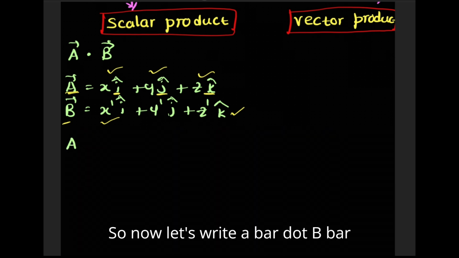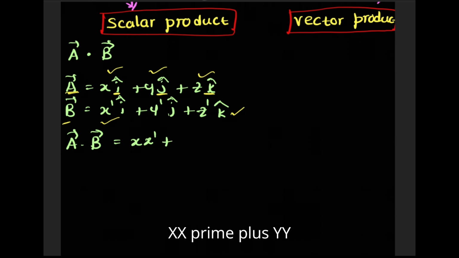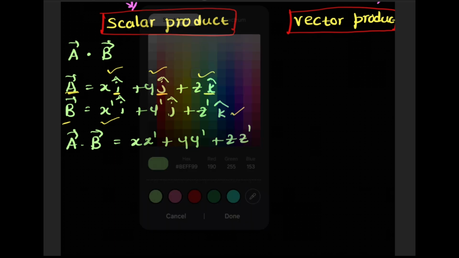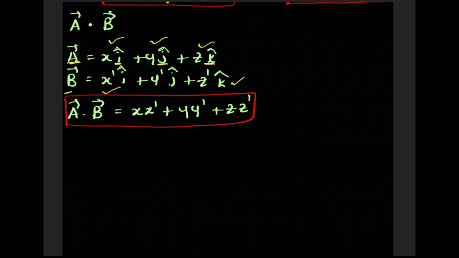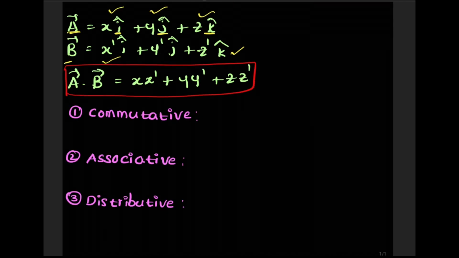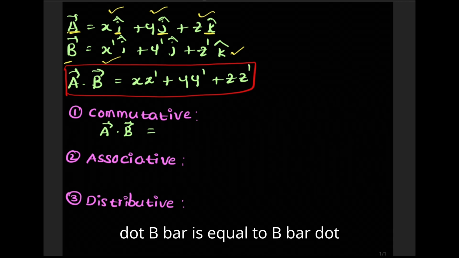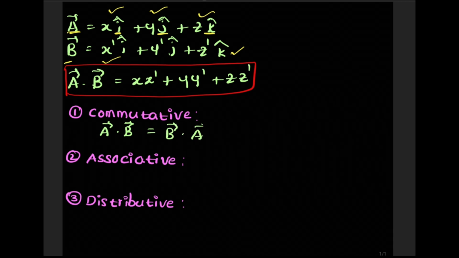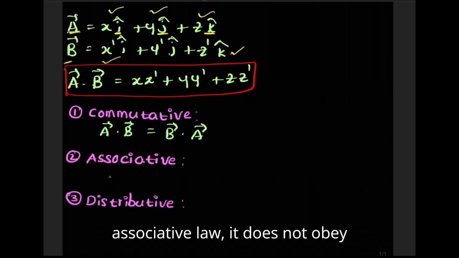So now let's write A bar dot B bar. X prime plus y prime plus z prime. Now let us see how many laws it will obey. So now let us see the commutative law. That means A bar dot B bar is equal to B bar dot A bar. So the dot product between two vectors is commutative. And coming to the associative law, it does not obey the associative law.